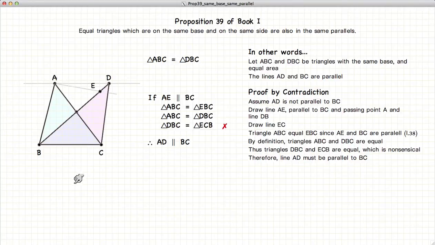So thus we have demonstrated that if you have two triangles sharing a common base with equal areas, the line joining the vertices will be parallel to the base.